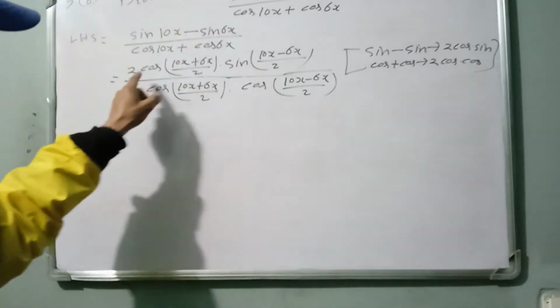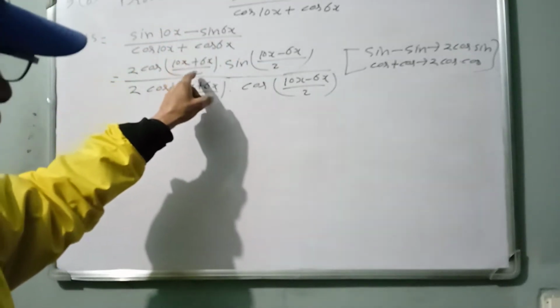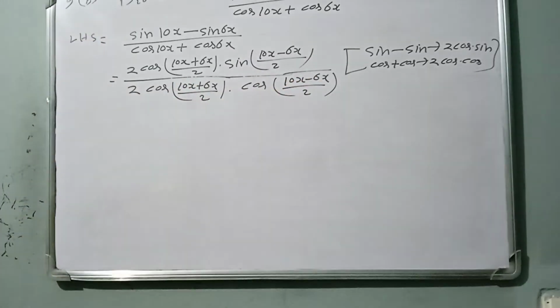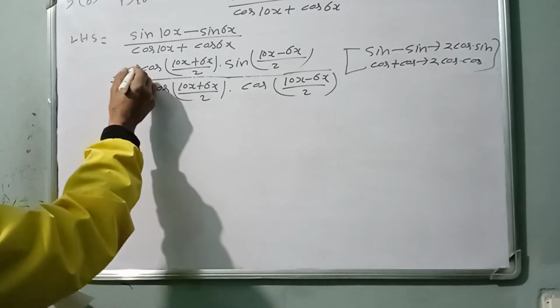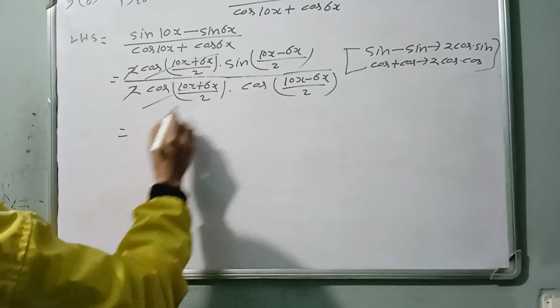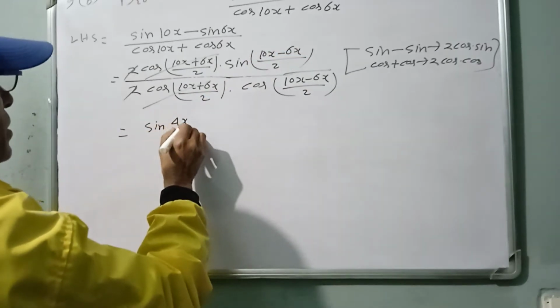Sin minus sin, 2 cos sin, cos plus cos, 2 cos cos, sum divide by 2, difference divide by 2. A plus B by 2, A minus B by 2. If it is exactly same, you can cut the whole. Exactly same. Sin 10 minus 6, 4x.